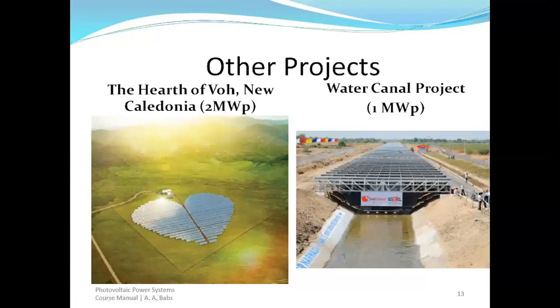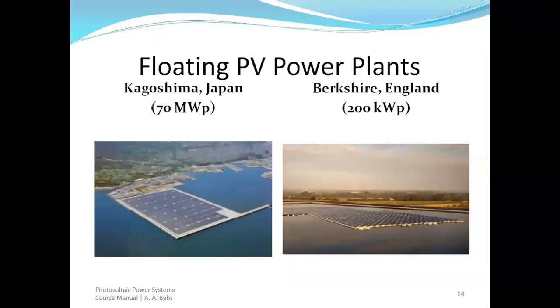Okay, let's go ahead. We have floating PV power plants. We have one in Japan, one in England. You can see we have 70 megawatts in Japan, 200 kilowatt peak in England. And these PVs are actually installed on the waters, on bodies of water.